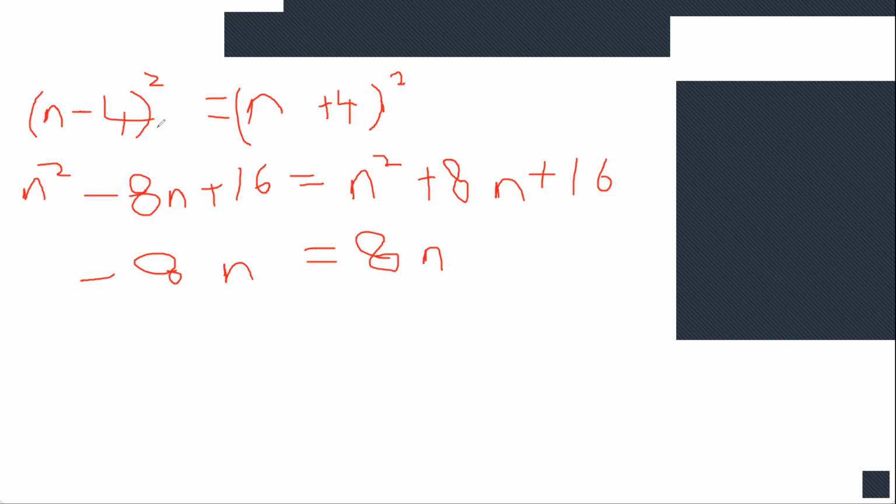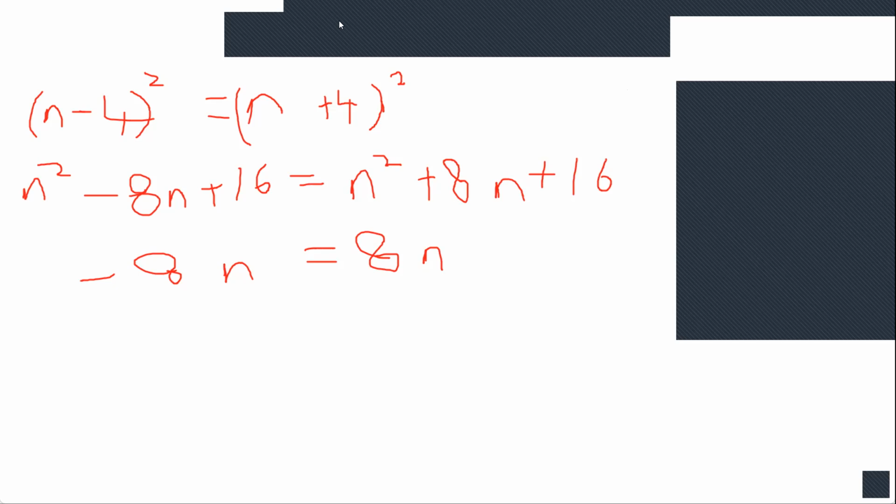Am I doing something wrong here? Negative 8n is equal to 8n. So did the 16 and n squared just cancel each other out? I was wondering, did you arrive at negative 8n equals 8n?